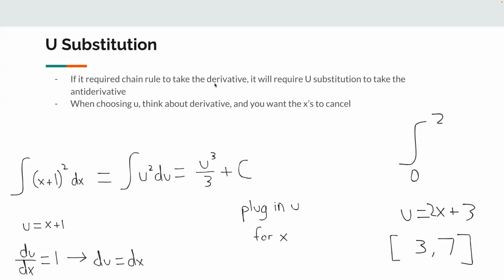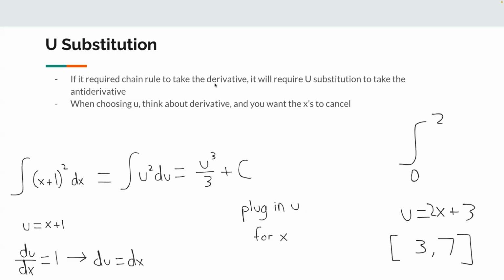All right, now I'm going to go into u-substitution. Essentially, if we have to use the chain rule to take the derivative, then we'll require u-substitution to take the antiderivative. And when we choose the u, we need to think about the derivative, and we want the x's to cancel out.